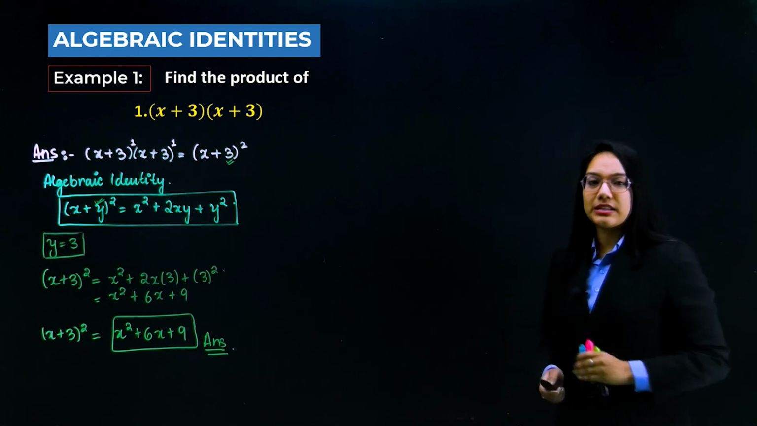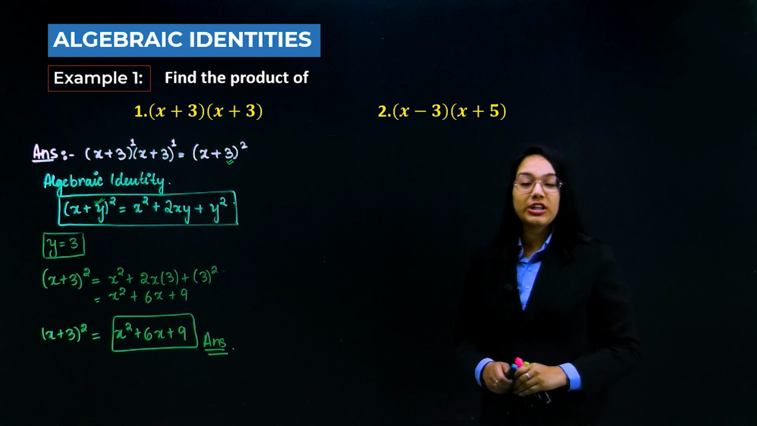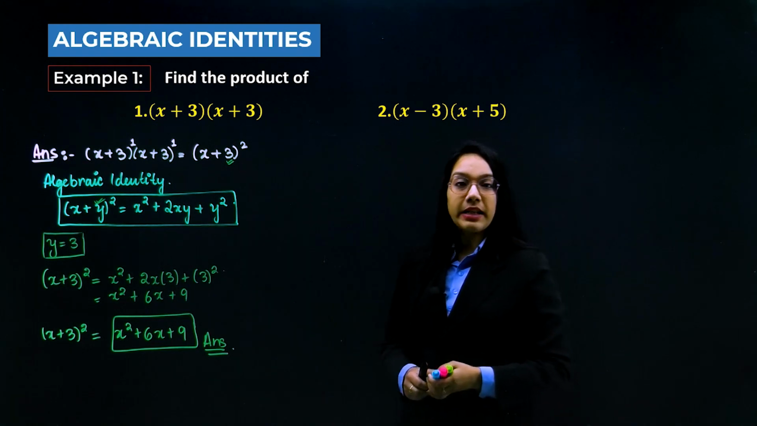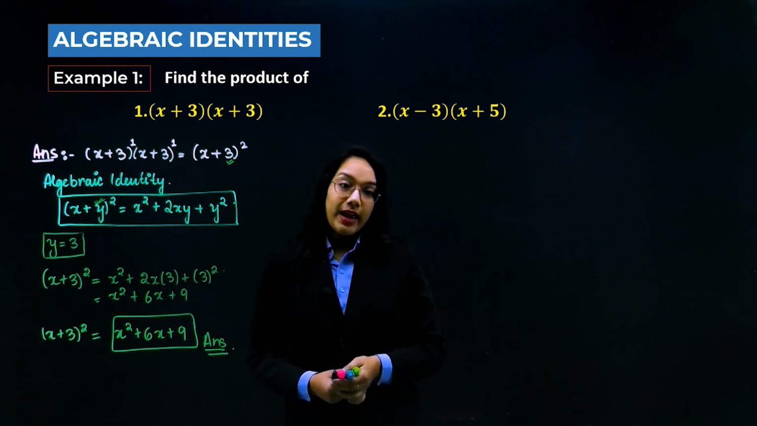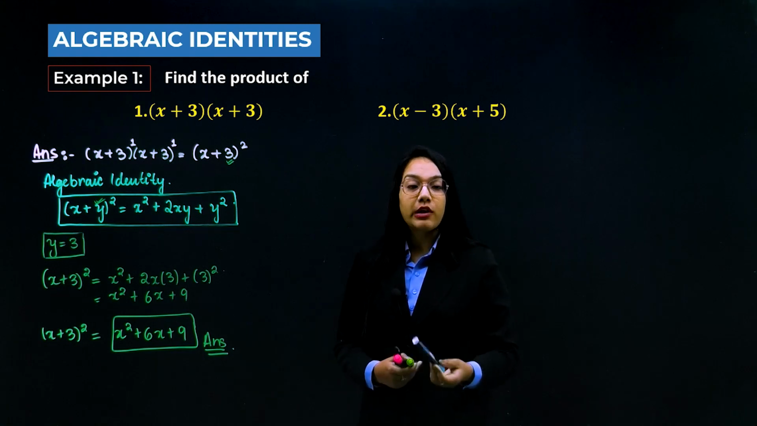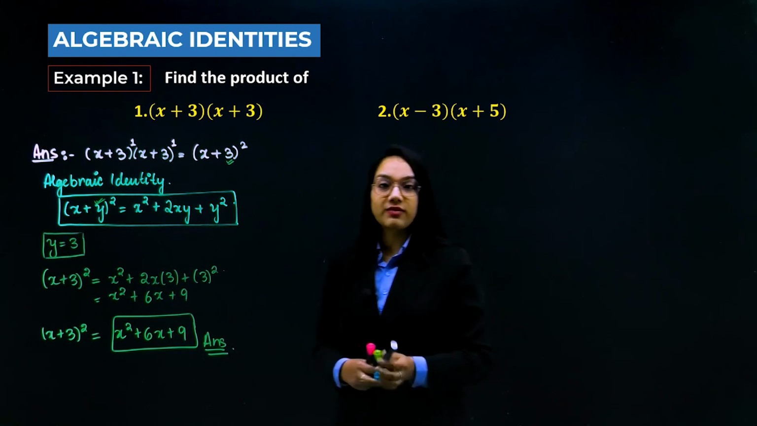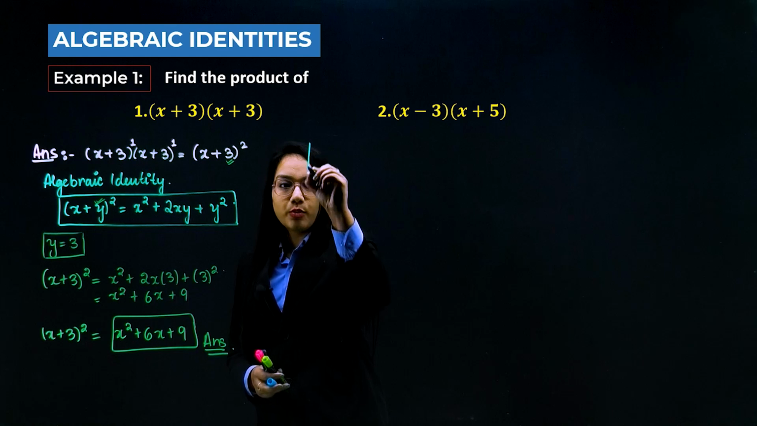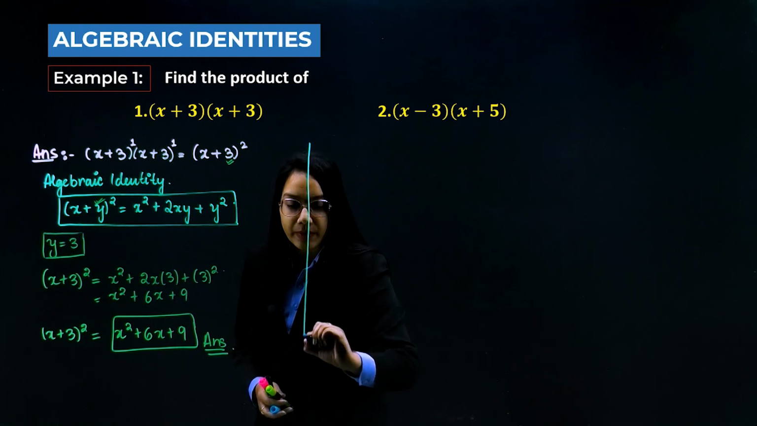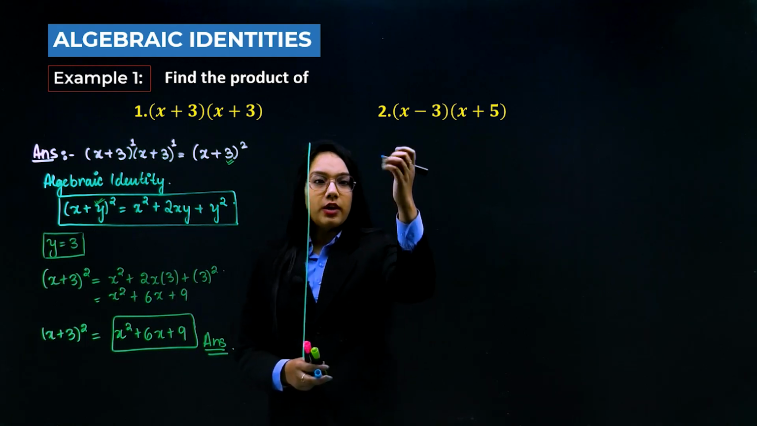Now, moving on further with the second part, which says find the product of (x minus 3) and (x plus 5). So now we have to find out the product of (x minus 3) and (x plus 5). First of all, let us talk about this particular expression.